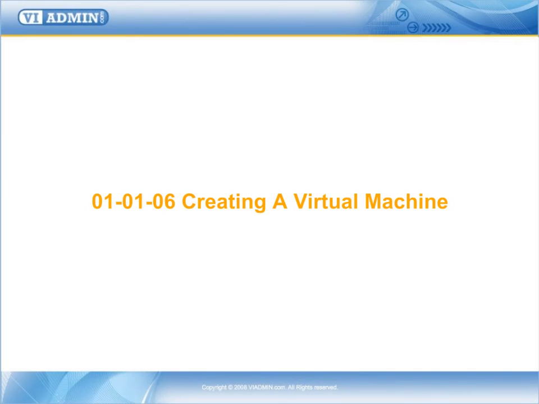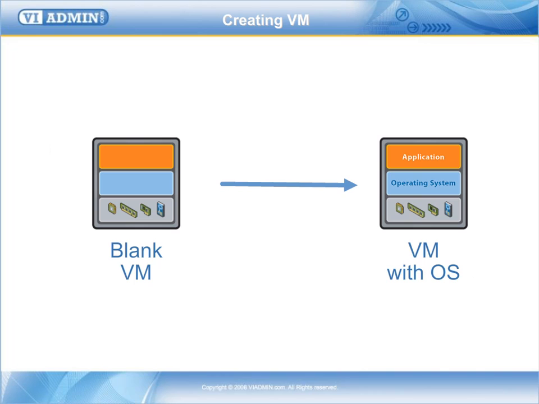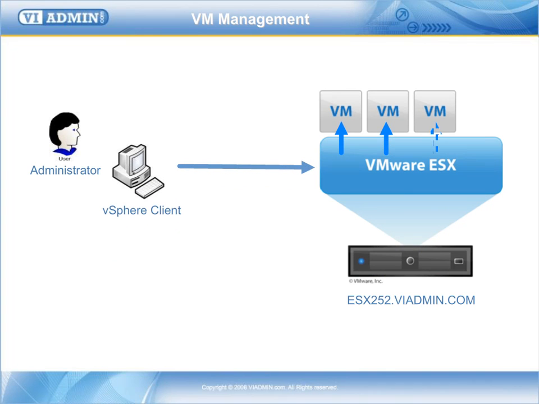010106, creating a virtual machine. The first step is to create a blank container which represents the virtual machine configuration, and then we're going to install an operating system inside that container. To install an operating system inside that blank container, you must use the virtual machine's console.